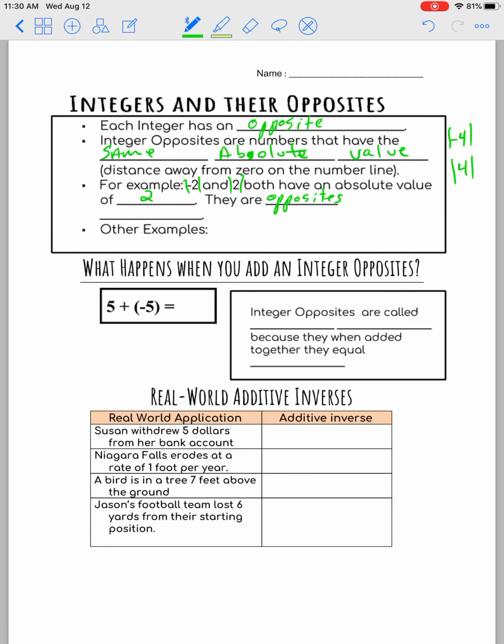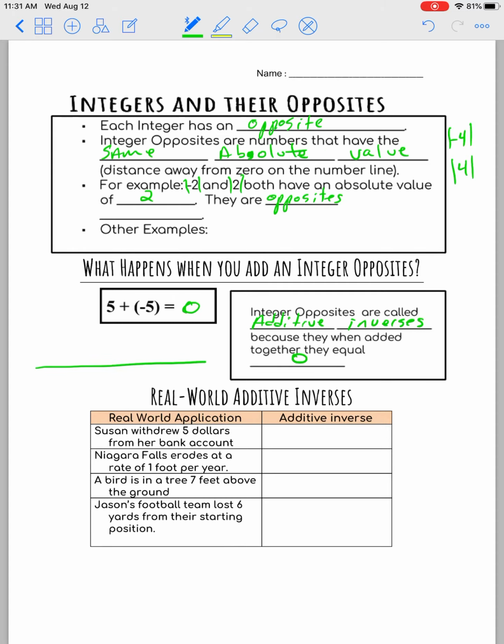Okay, so what happens when you add an integer and its opposite? 5 plus negative 5. What does that give you? It'd be 0. Integer opposites are called additive inverses. Additive inverses, because when they're added together, they equal 0.